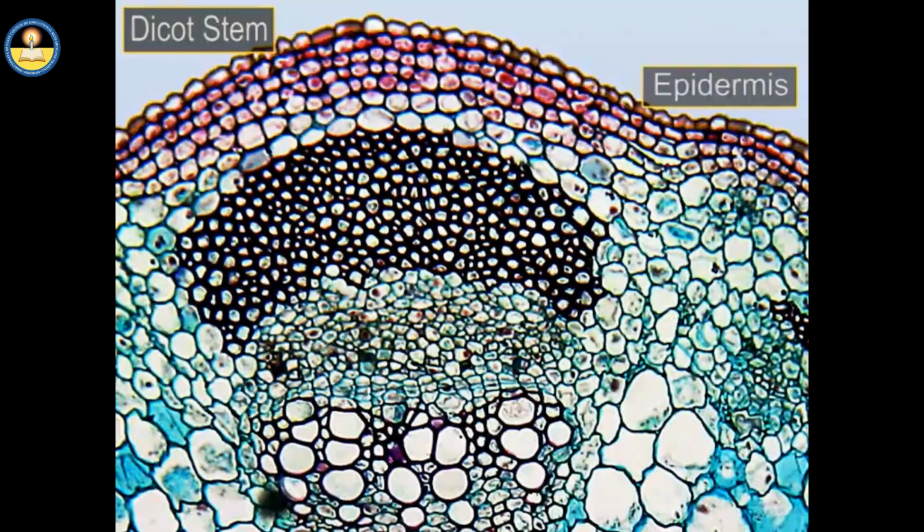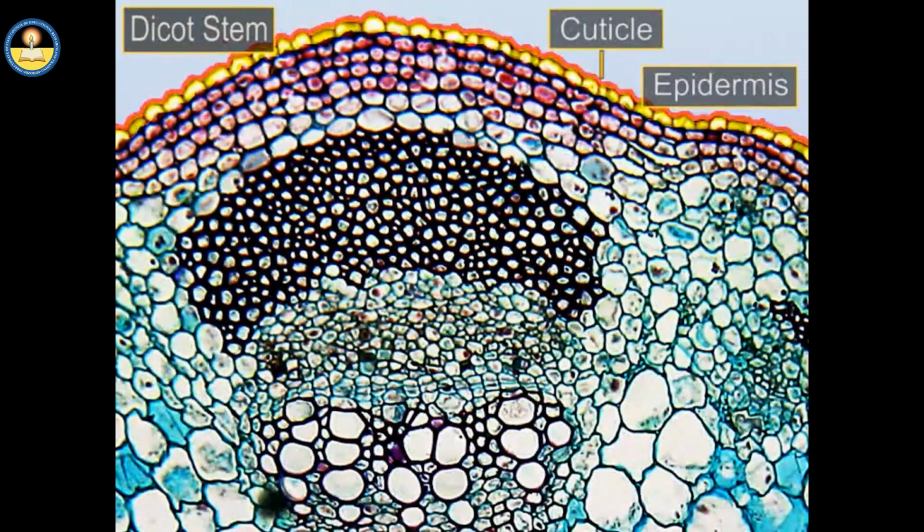The epidermis consists of a single layer of parenchymatous cells which are closely packed. The walls are covered with a thin waterproof layer called the cuticle. Main function of the epidermis is to protect the underlying tissues.